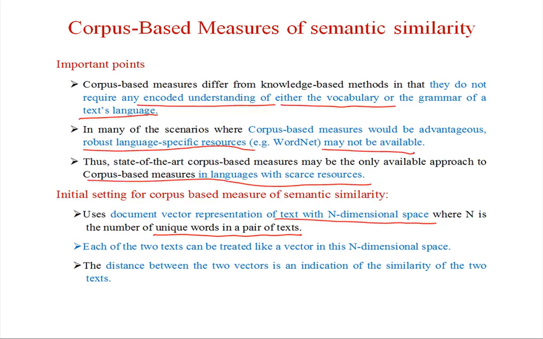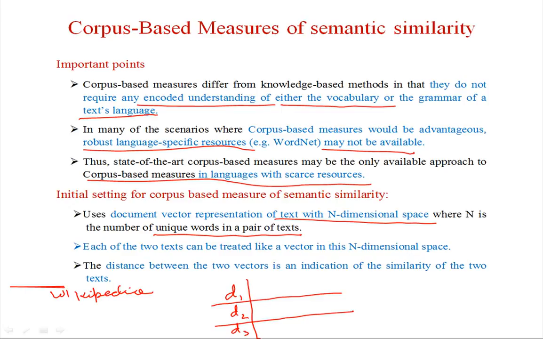Now first we will understand what type of representation it uses. It uses document vector representation of the corpus. So to achieve the similarity in this case, suppose we use Wikipedia articles. Then we represent every Wikipedia document as a row, and every unique Wikipedia word as a column.